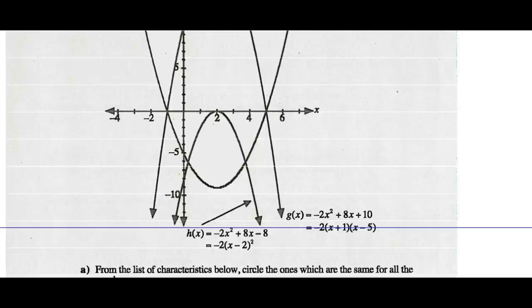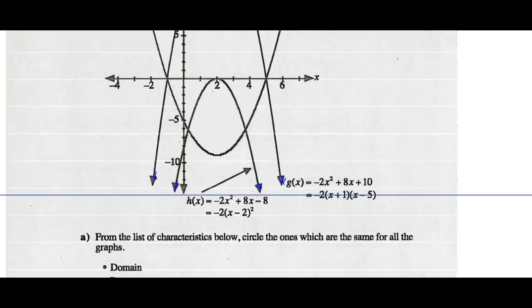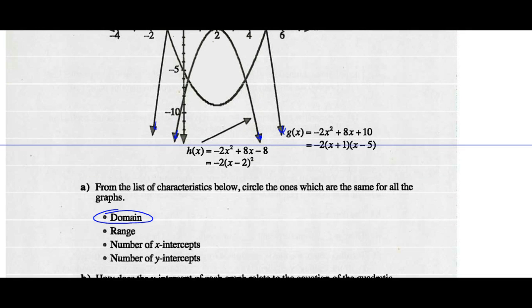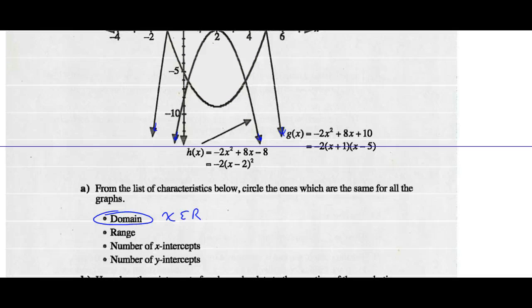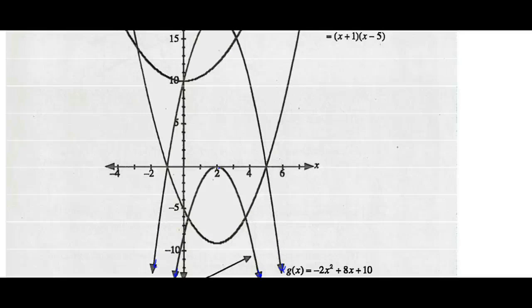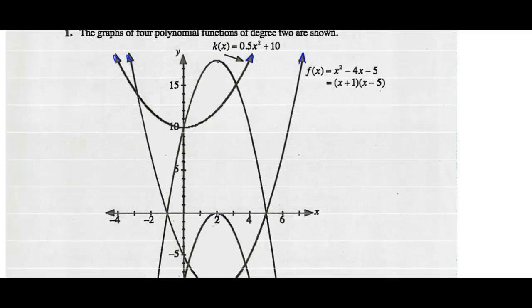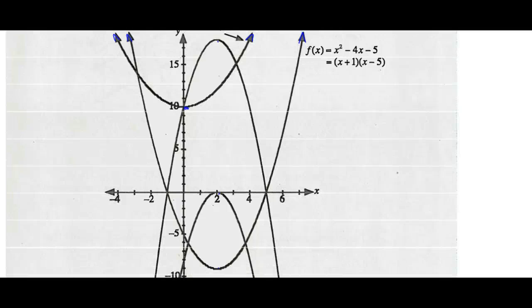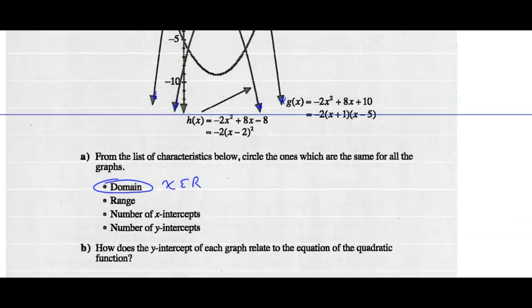G at x is forever right and forever left. And H at x is forever left and forever right. So all these things have the same domain, which looks to be x is any real number. The range for h at x and g at x is moving down, so the range is going down. Depending on what the vertex is will determine our range. And the same thing for k at x and f at x, they're opening up. So depending on what those vertex points are will change our range. The range is not the same in all of these.